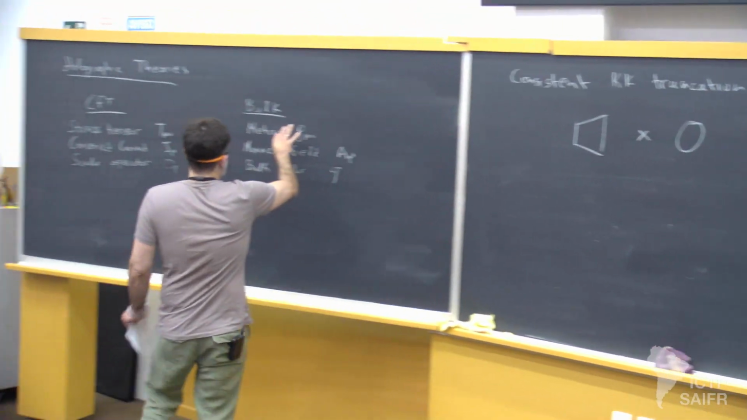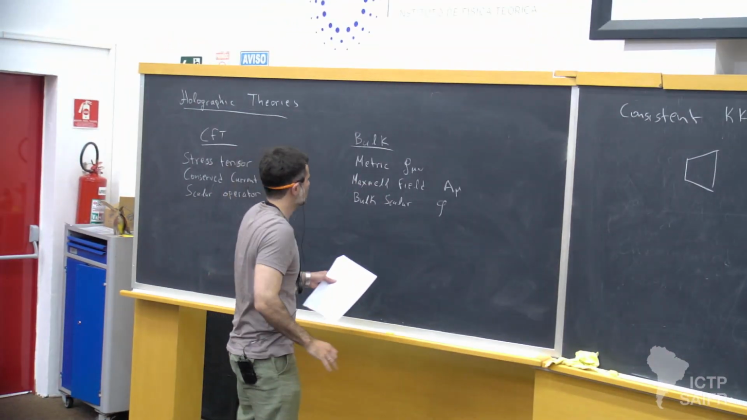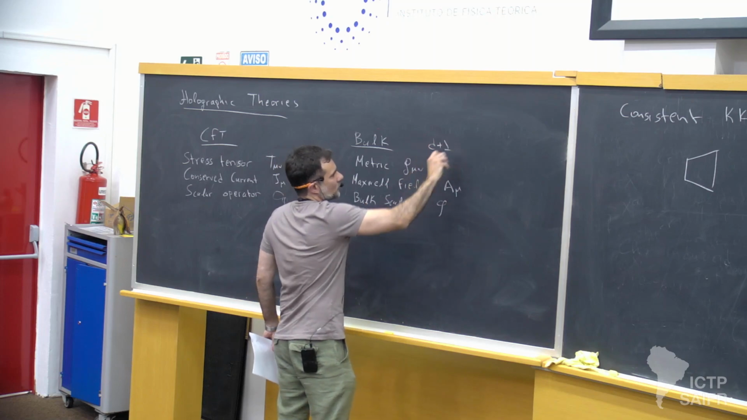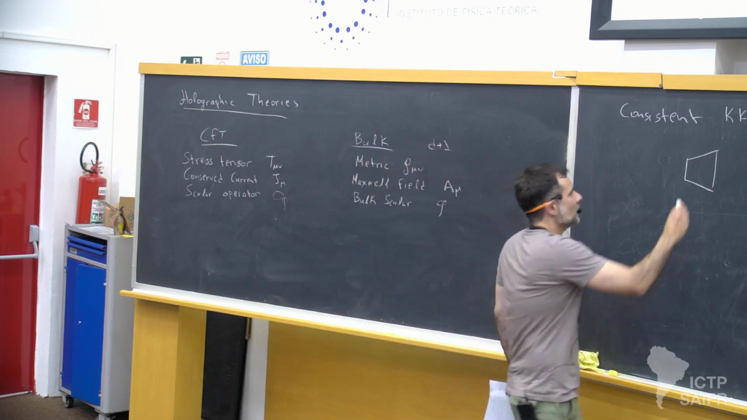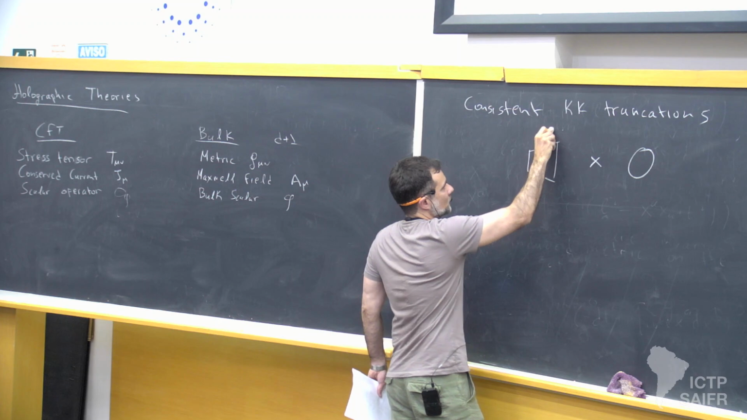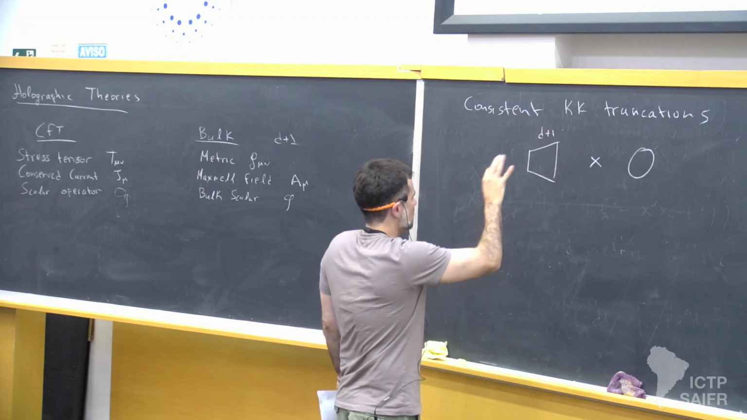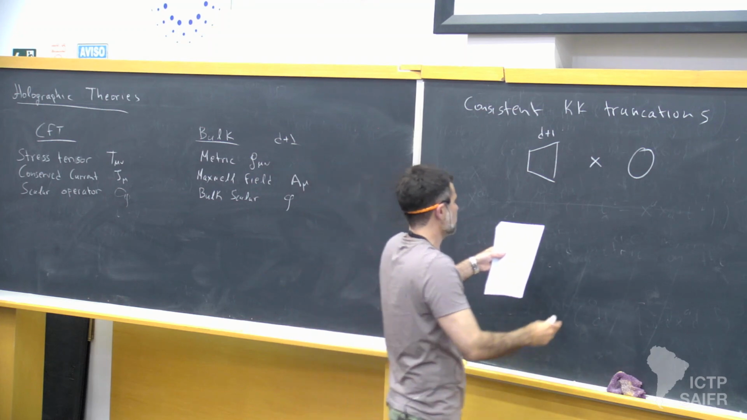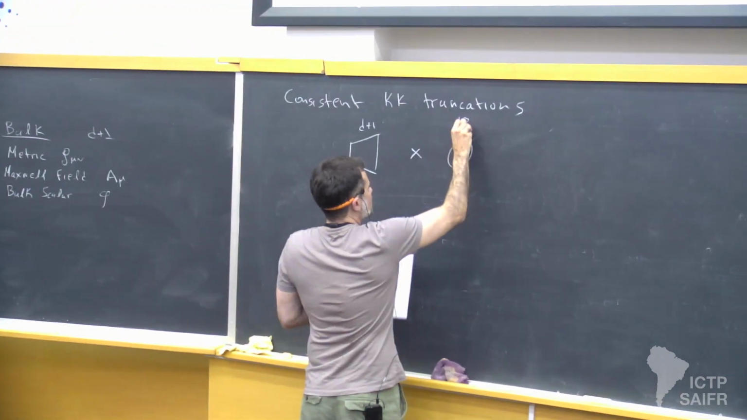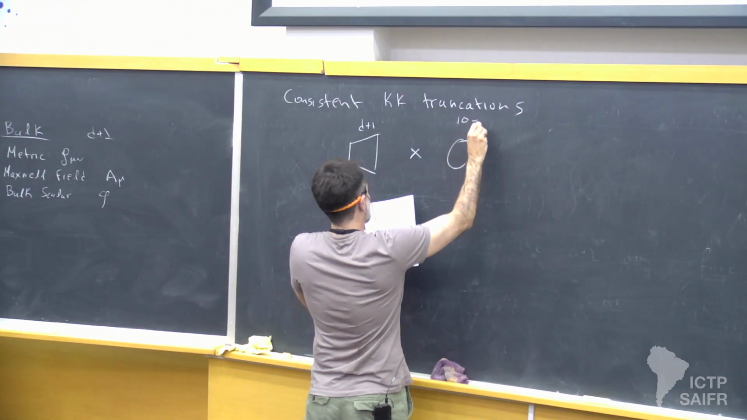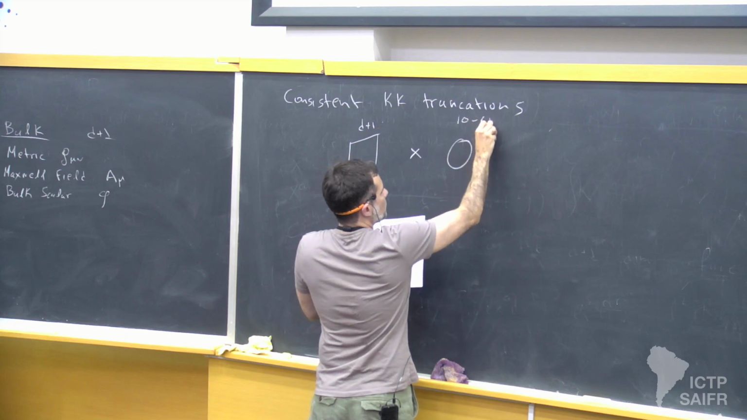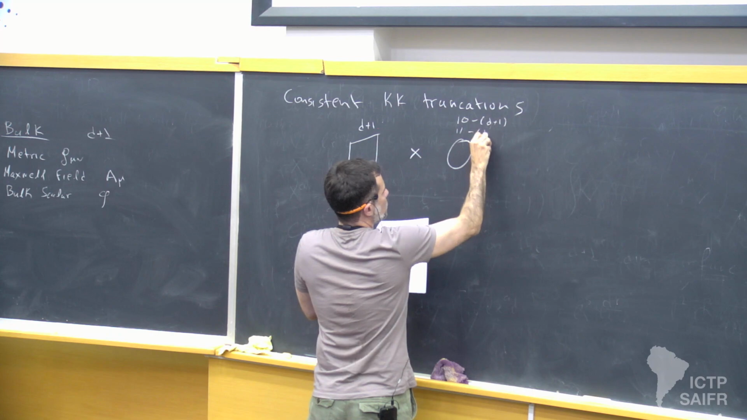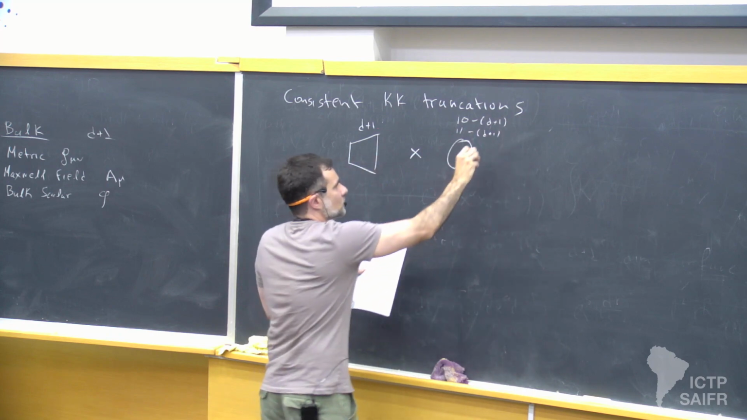So this bulk theory lives in d+1 dimensions, and I want to take my 10-dimensional space and split it into a factor of this space, which is d+1 dimensional, and then a compact space which is either 10 minus d plus 1 dimensions or 11 minus d plus 1 dimensions. Okay?